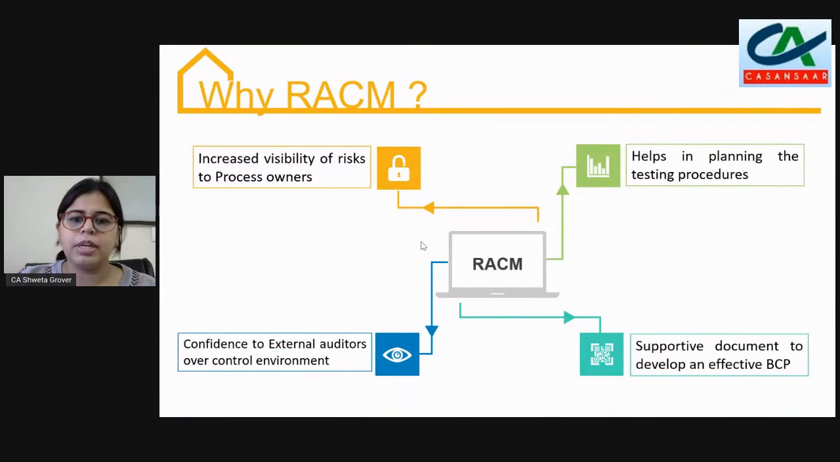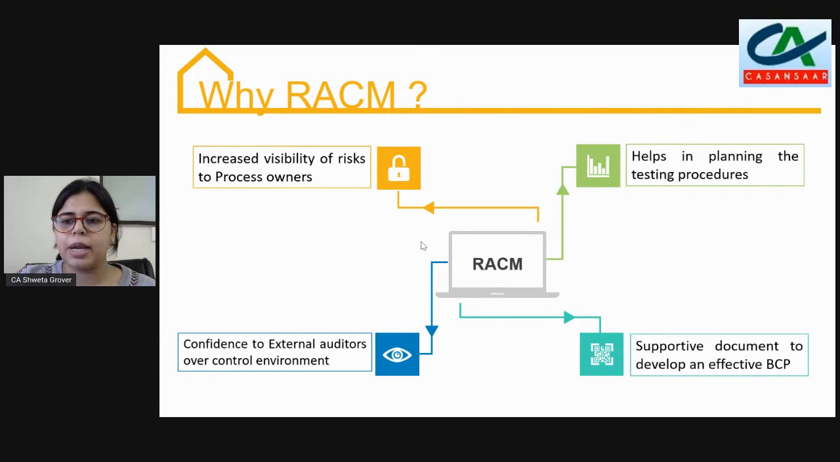Why RCM? Why do we need to prepare an RCM? I have mentioned a few pointers. First is increased visibility of risk to the process owner. The process owner, the person who is operating that process, gets the visibility of what risks belong to his processes and how he can mitigate those risks. So it is a very good source for the process owner.